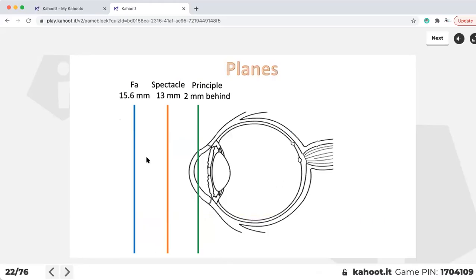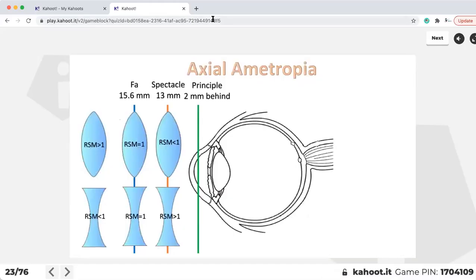Here is the eye, and here is the anterior focal point, which is about 15.6 millimeters according to the schematic eye. And this is the spectacle plane, which is around 13 millimeters from the anterior surface of the cornea. And this is the principal point according to the schematic eye, about 2 millimeters behind the anterior surface of the cornea.